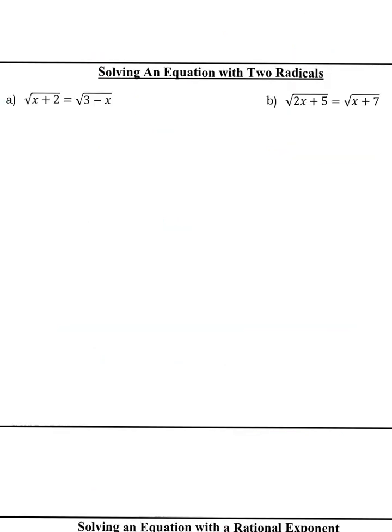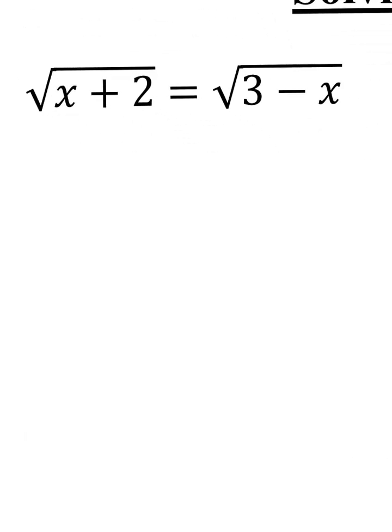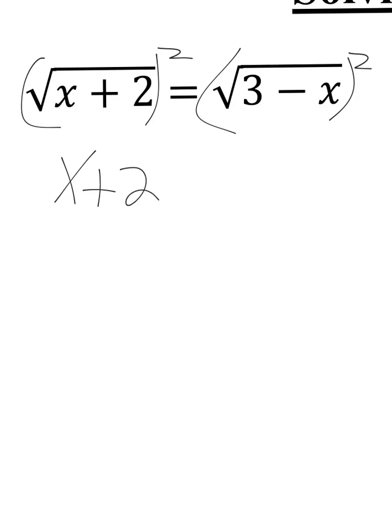So in this section, I'm going to solve an equation with two radicals. It's pretty simple. If you have two radicals, raise it to the power of that radical. So these are just square roots, so I'm going to square both sides. It's just going to make it go away. You're just going to be left with x plus 2 equals 3 minus x.